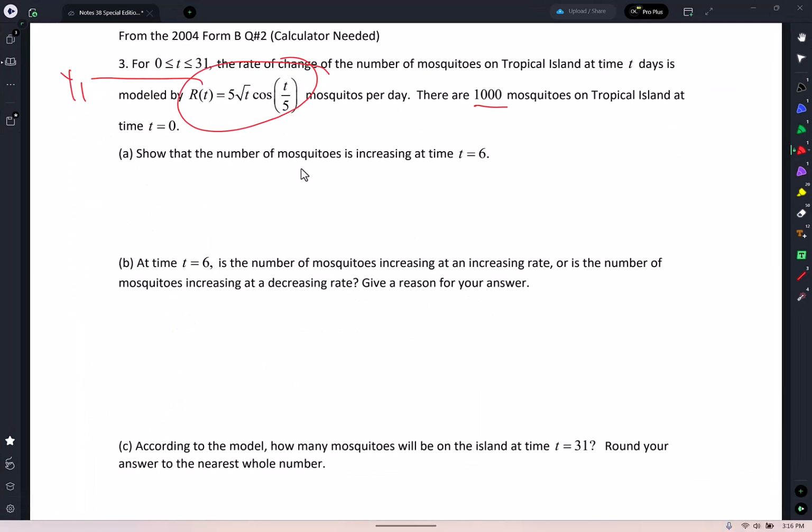And letter A: show that the number of mosquitoes is increasing at t equals 6. Do I take a derivative? Do I just plug it in? What did I do, guys? Yeah, this is already a rate. R of t is already a rate, so it's like a quote-unquote derivative. It's not, right? It's expressed as R of t. That's a rate. Plug in the 6 in there. If it's positive, the number of mosquitoes is increasing. If it's negative, the number of mosquitoes is decreasing.